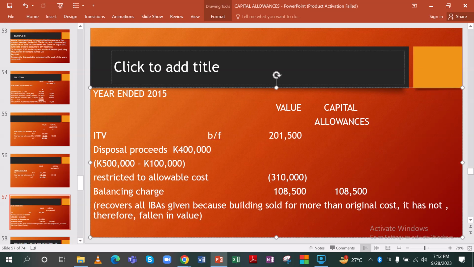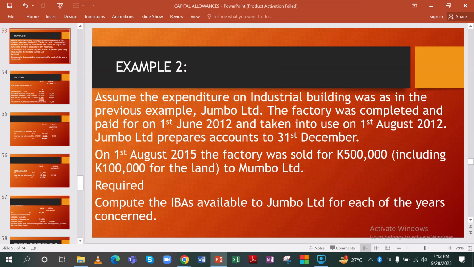Okay, fine. So now remember that the disposal proceeds, according to the question, we are told that it was sold for 500,000 kwacha, including cost of land, which is 100,000. So disposal proceed will not exceed the original cost. The original cost is the qualifying cost minus the cost of land in this particular case. So that is to be removed.